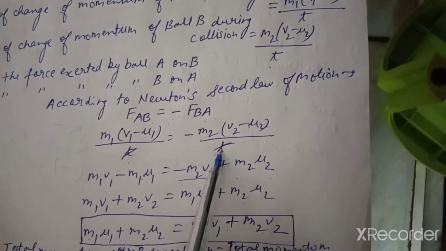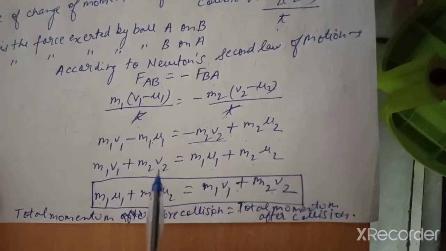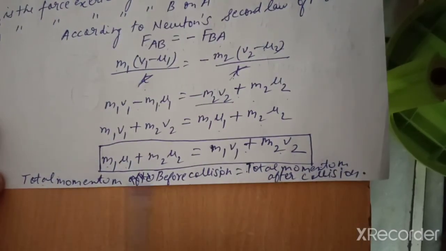The t and t will get cancelled. When you multiply and arrange it, you get the final relationship: the total momentum before collision is equal to the total momentum after collision.